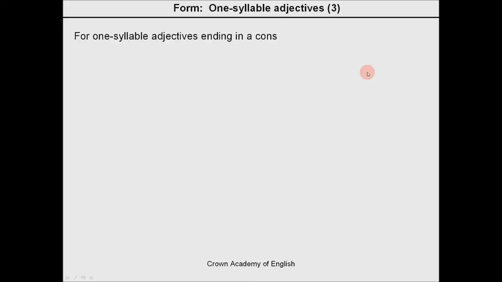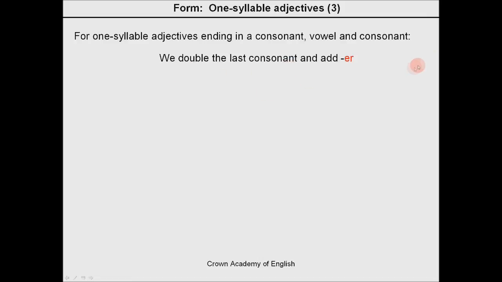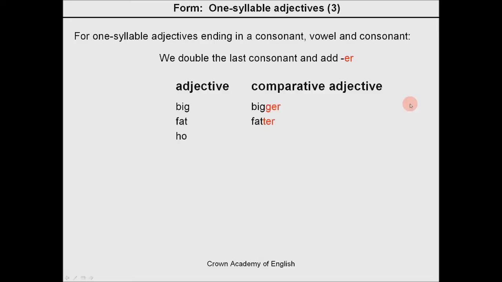For one-syllable adjectives ending in a consonant, vowel, and consonant, so the last three letters, then we double the last consonant and we add ER. Big becomes bigger, because the last three letters are a consonant, vowel, and consonant. So we double the last consonant, we double the letter G, and we add ER. Fat, fatter. Hot, hotter. Thin, thinner. So we see it's the last three letters. Consonant, vowel, consonant. We double the N and we add ER. And all of these words are one syllable.